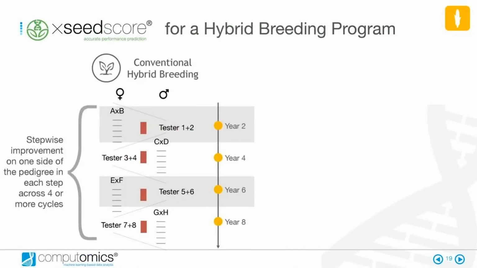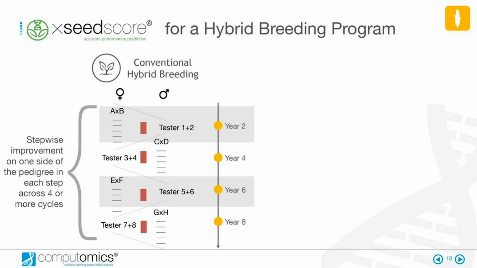One question that comes up in the beginning of a hybrid breeding program is the right choice of a tester or testers. This diagram shows an example of a conventional hybrid breeding program. We have female heterotic pools AB and EF and male heterotic pools CD and GH. Now we pick a set of testers from each side and create all possible hybrids with the other side.